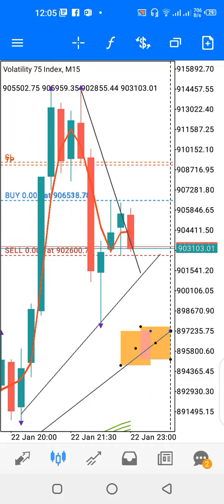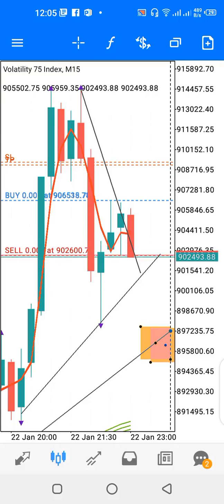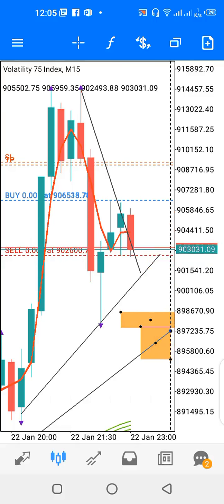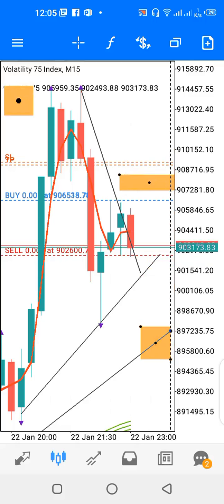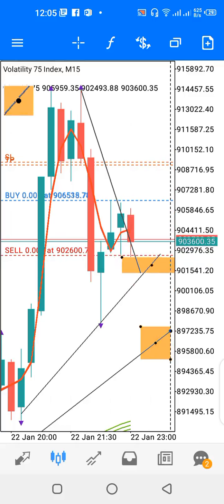Now price is heading lower, contrary to my expectation. Price is attempting to go lower, contrary to what I expect price to do. I expect price to go up, but price is attempting to go lower, as it is.